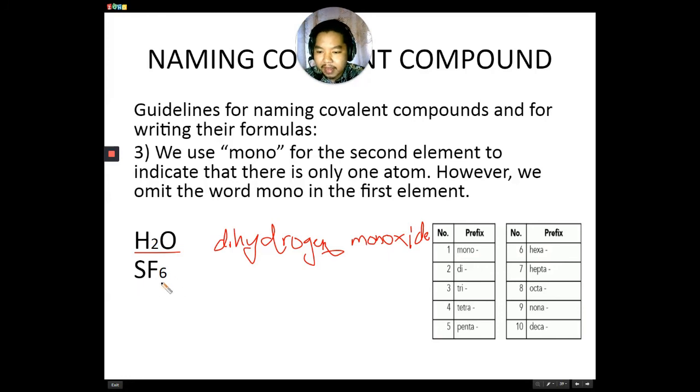And here, I have SF6. Same with my example a while ago. This is just your sulfur with 6 fluorine, hexafluoride. So, I don't use mono on my first element. So, that is my sulfur hexafluoride. Again, I would like to apologize for my penmanship in this digital era.